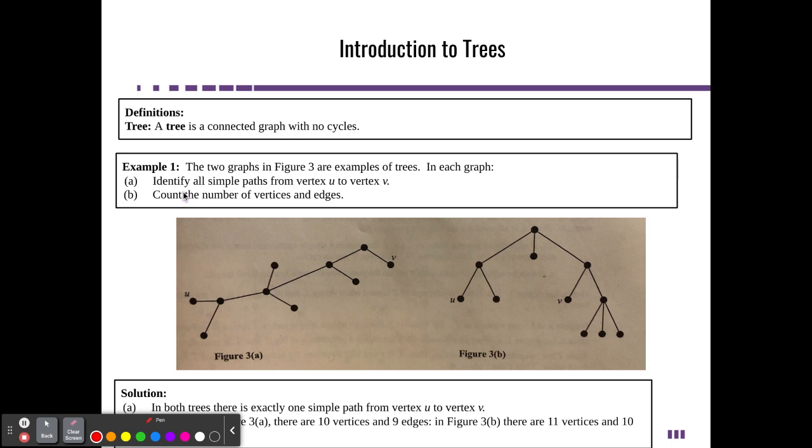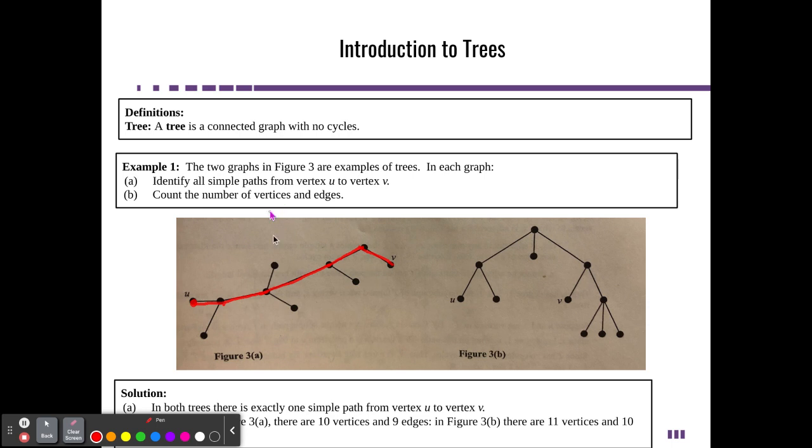So on example 1, identify all simple paths from vertex U to vertex V. If we start at U, there's only one way to move across and get to V. There's no way to make it back, and it's only going to hit U once, and it'll make it to your terminal, which is V. And so that's an example of a tree. There's no cycles, but it's a connected graph.